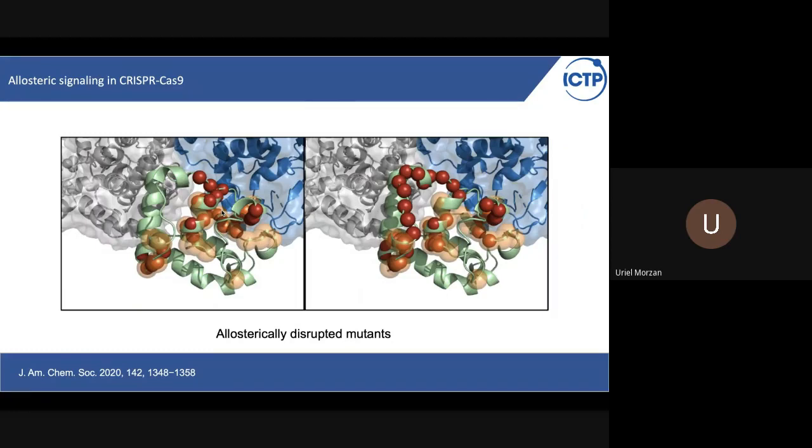These are two examples of mutation where we know that the activity of the protein gets disrupted, okay? And what we show here is that in these mutations, the pathway that communicates these two important sites of the protein is completely disrupted, okay? So now we can understand why this mutation was making the protein inactive, or was disrupting the activity of the protein, and this is because it disrupts the signaling pathway between these two important sites.